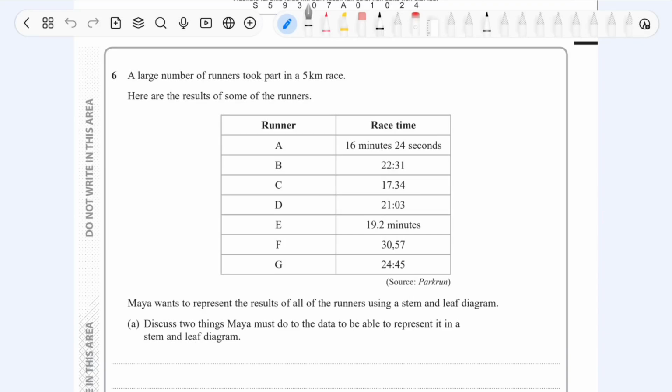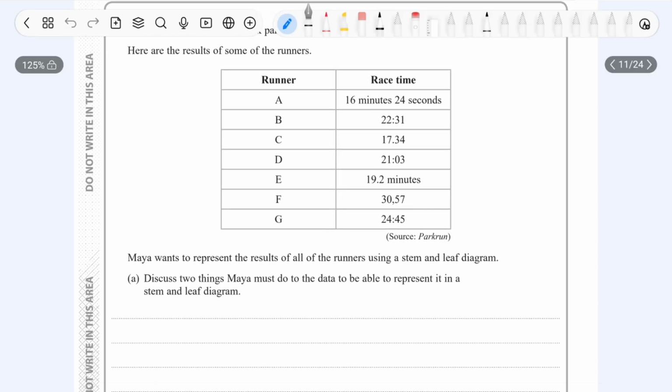This is the third video of the specimen paper walkthrough. Number 6. A large number of runners took part in a 5-kilometer race. Here are some of the results for the runners. Here are the runners A to G and their race times.